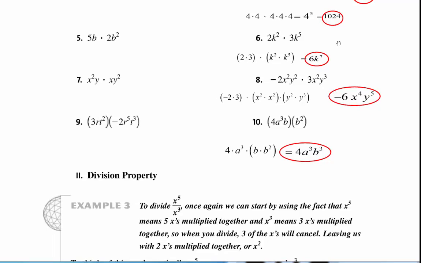So that was the first property. That was the property of multiplication. Again, the property of multiplication says when we have the same base and we multiply these expressions, we add the exponents. The next property is the division property.